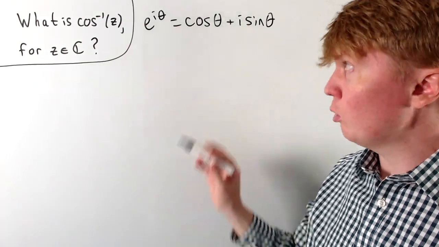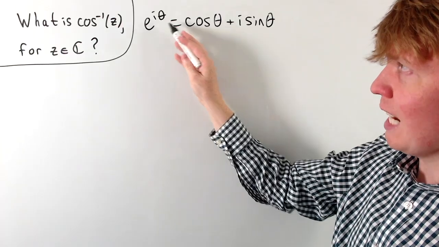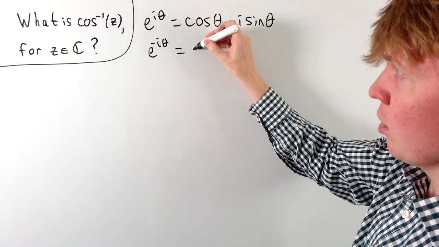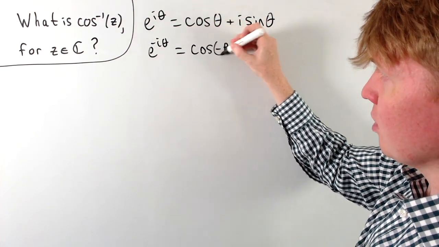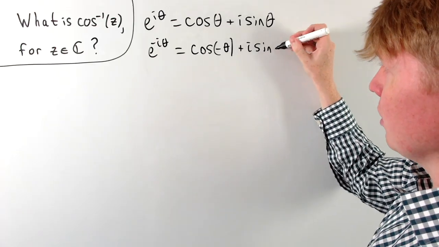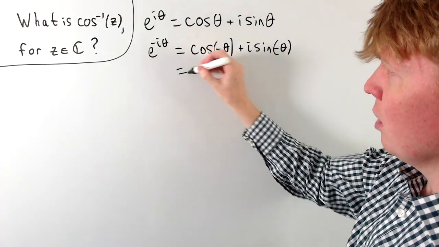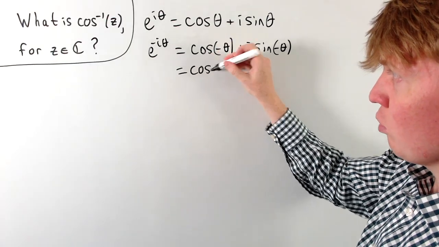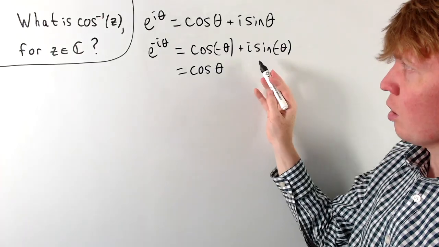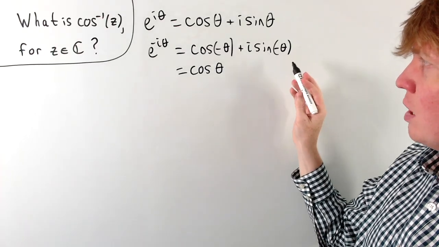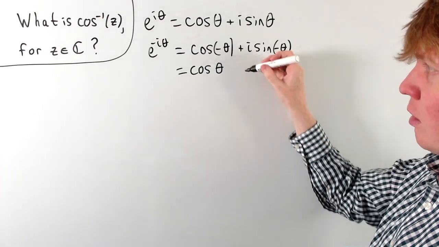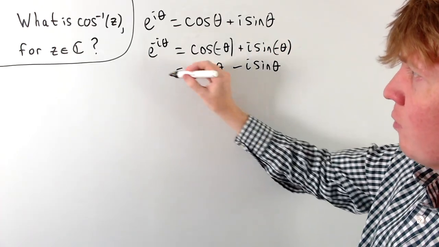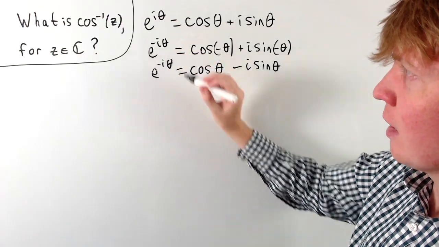So to get a nice formula out for cosine, we're going to substitute in negative theta in place of theta. So we get e to the negative i theta gives us cos of negative theta plus i times sine of negative theta. And then on the right hand side, we know that cos of negative theta is the symmetrical function, so this is just equal to cos theta, and sine of negative theta gives us negative sine theta, so this turns into cos theta minus i times sine theta, and this is equal to e to the negative i theta.